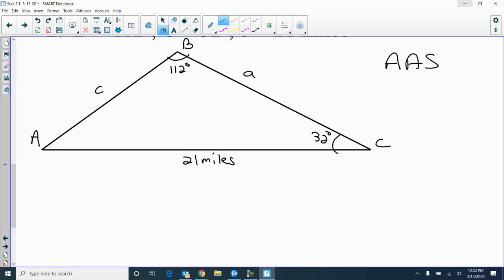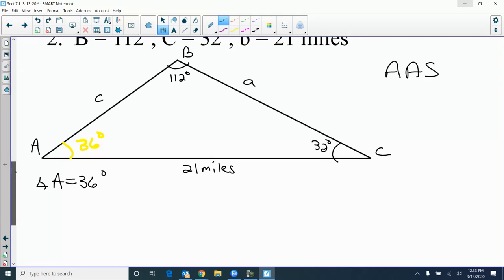Law of sines works perfect with either of those situations. All right, find your missing angle. Oh, what is it? 112 and 32, 144. Is it 36? Yeah. Okay. So angle A equals 36 degrees.